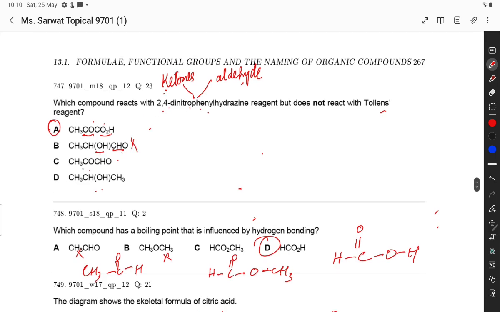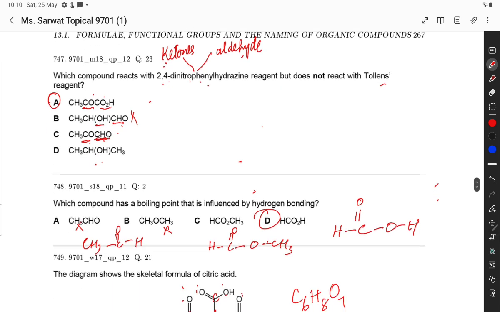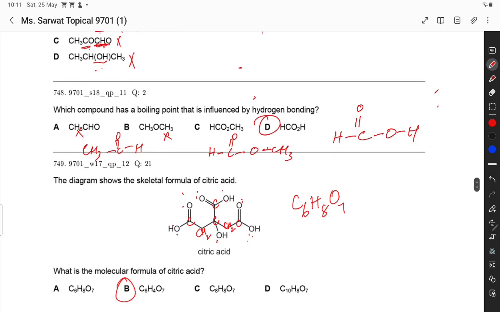So it is incorrect. This is ketone and phenyl aldehyde. This is aldehyde and ketone, both groups are carbonyl, both give a positive test with 2,4-dinitrophenyl hydrazine but do not react with Tollens' reagent. Aldehyde does react with Tollens' reagent. So over here, alcohol does not give a positive test with 2,4-dinitrophenyl hydrazine as well as with Tollens' reagent. So that's why option A is the correct option.